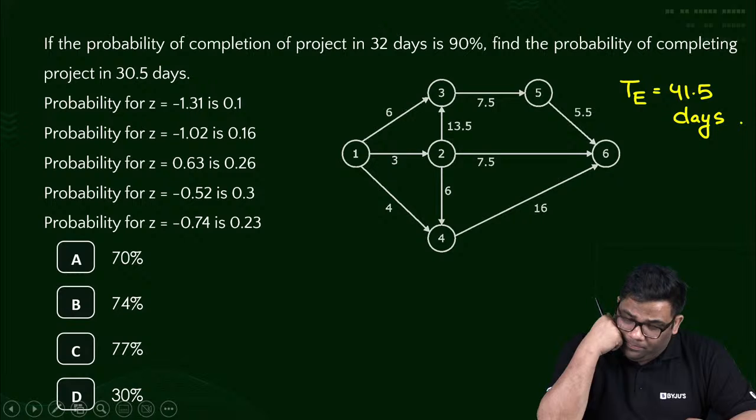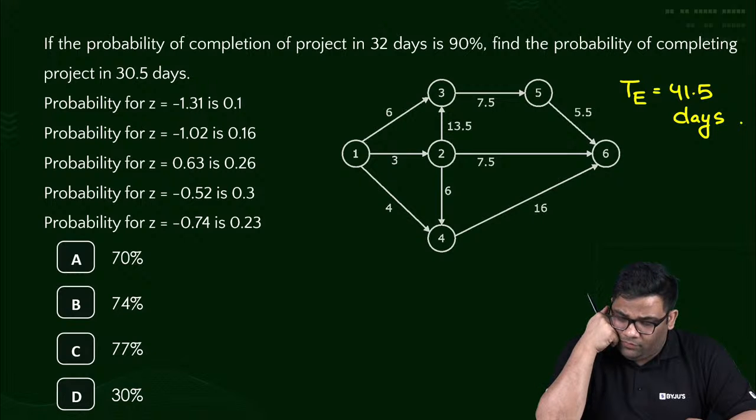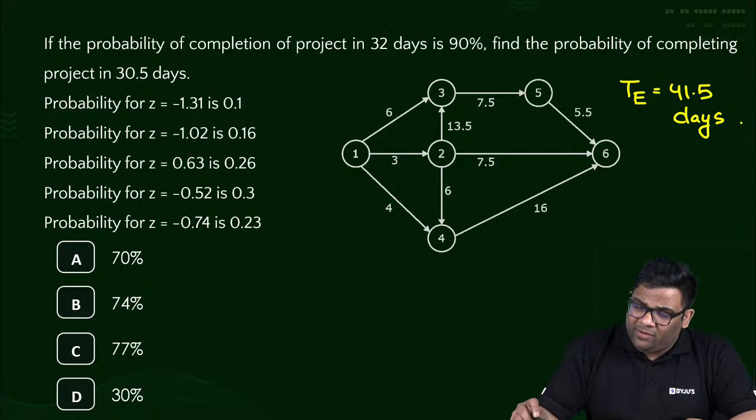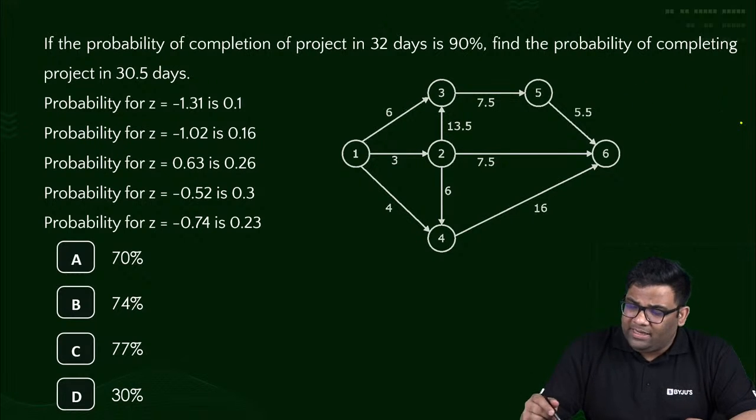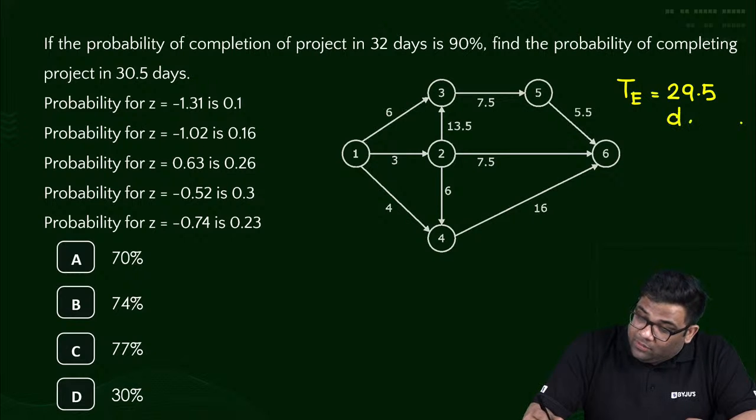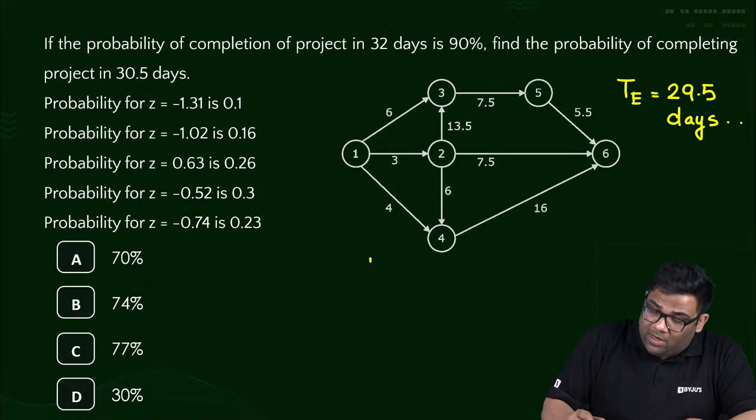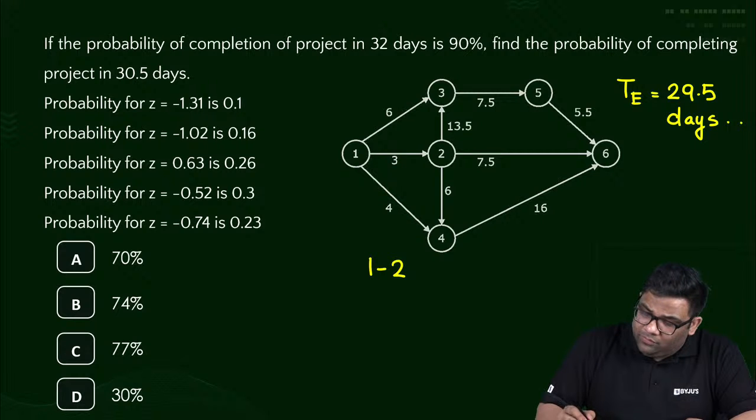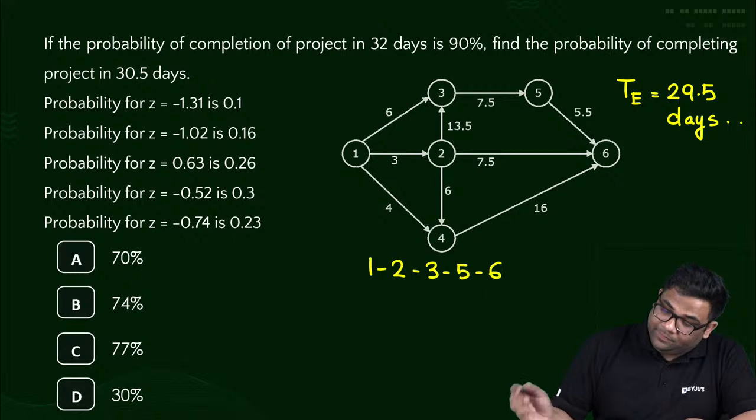What is the critical path, by the way? 10, 23.5, 30. Which is the critical path you are getting? 41.5 days or something else? 29.5, sorry. Who told 49.5? It was a mistake. 29.5 days. Okay. That is this one path only, right? 1, 2, 3, 5, 6. Yes, this is the critical path.